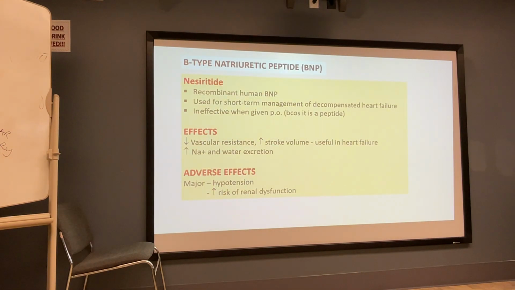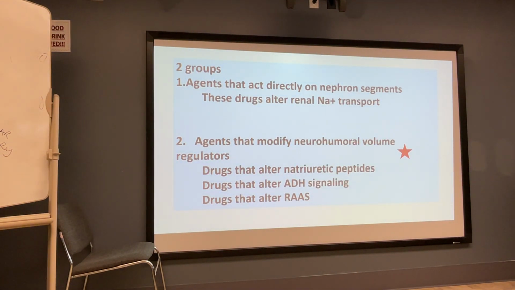Okay, now let's go to this other group. These are the drugs that alter natriuretic peptides. Don't forget, I'll say it again. We mentioned volume regulators, the natriuretic peptides: ANP, BNP, CNP. We talked about the 3 receptors, NPR-A, B, C, and the guanylyl cyclase and all that. And then drugs that alter, yes ma'am?